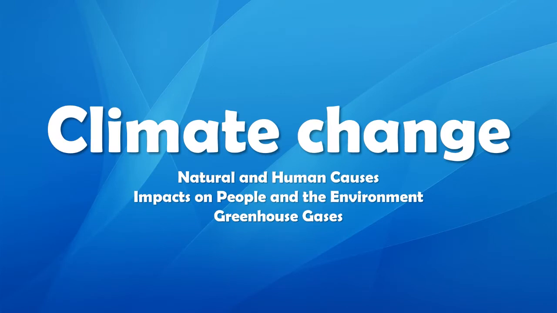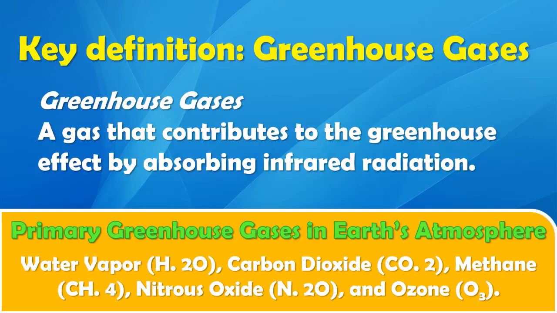To start, let's look at climate change. When discussing climate change, you'll typically delve into the discussion of greenhouse gases. So the question now is, what are greenhouse gases? A greenhouse gas is a gas that contributes to the greenhouse effect by absorbing infrared radiation. If you think of a greenhouse, the glass keeps the inside warmer by absorbing some of that infrared radiation. Similarly, there are gases which do the same for the whole Earth.